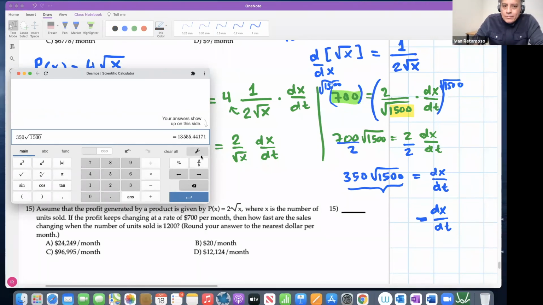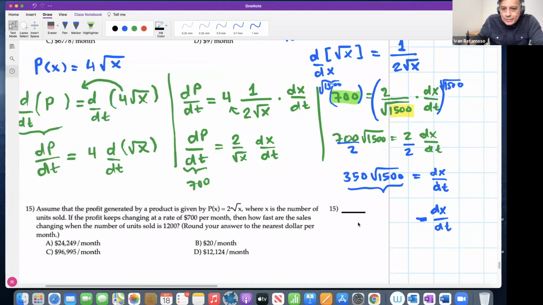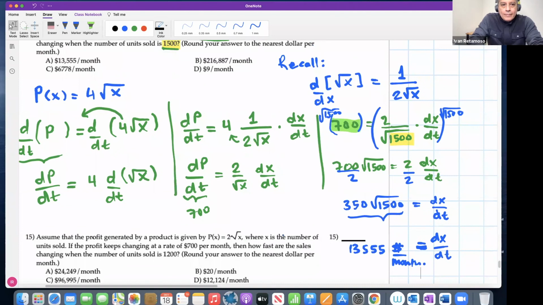And I get 13,555 rounded to a whole number, right? Because I see that choices are whole numbers. So rounded to a whole number, it will be 13,555. And in the end, you may attach the units is dollars per month. Right? This is the rate of change of the number of units sold. Very good, guys. Very good.